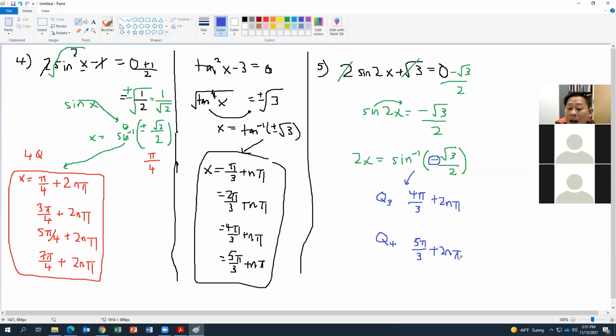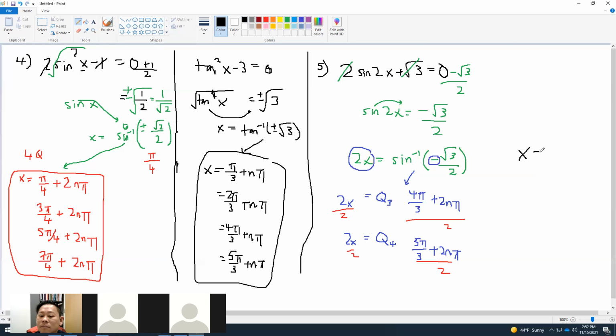Yep. However, this all equals what? 2x. And we are solving for x. So this is the last thing that we do here, class: you don't divide by 2 here. No. You divide by 2 at the end. So once you figure out the angle, then you divide this by 2. So can someone tell me what answers you get once you divide this by 2? This will become what?